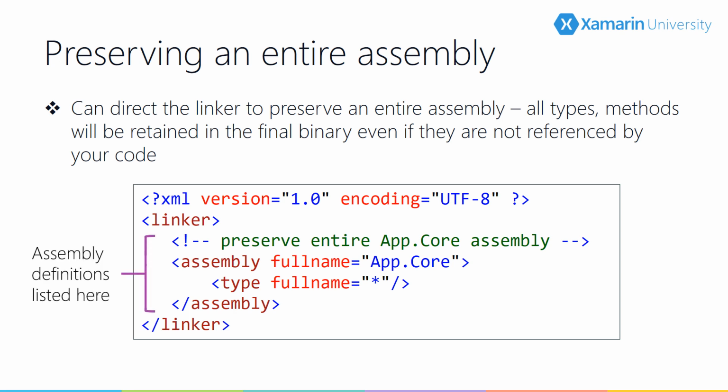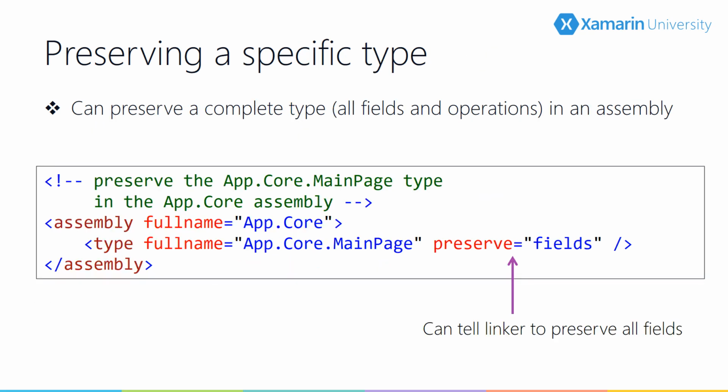Now, in the assembly section, you can specify a full name or partial name for each assembly that you add to this file. So here we're telling the linker to keep the app.core assembly, and this will match any assembly by that name. Now, within the assembly tag, you'll list the types to keep, or as you can see here, you can tell it to keep all types through a wildcard. You can also add type tags for specific types. For example, here we want to keep the main page type in the app core assembly.